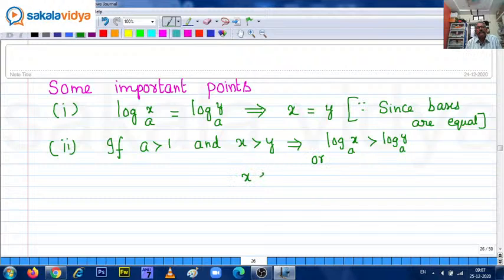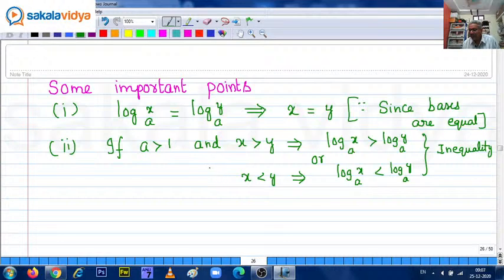Suppose x is less than y, you can write the same thing: log x to the base a is less than log y to the base a. This is called a logarithmic inequality.